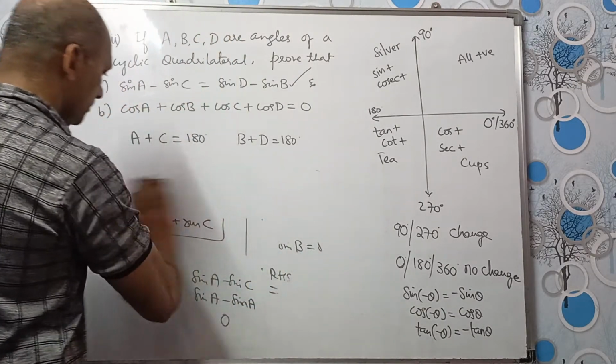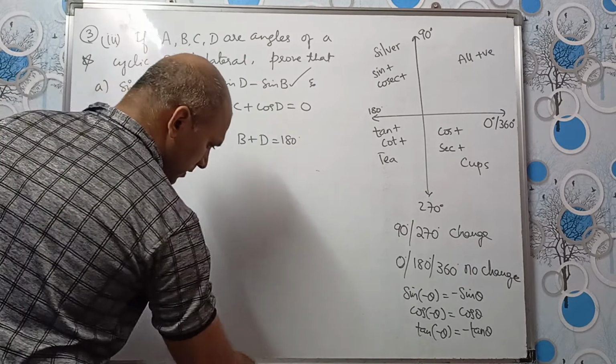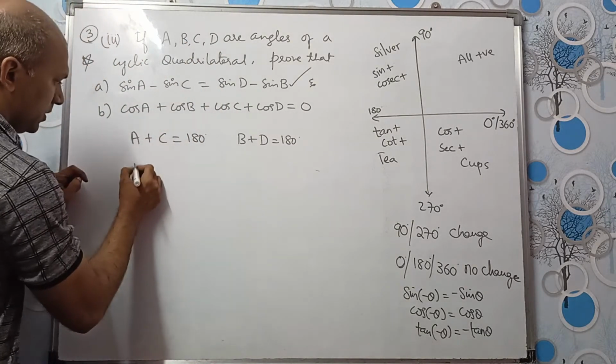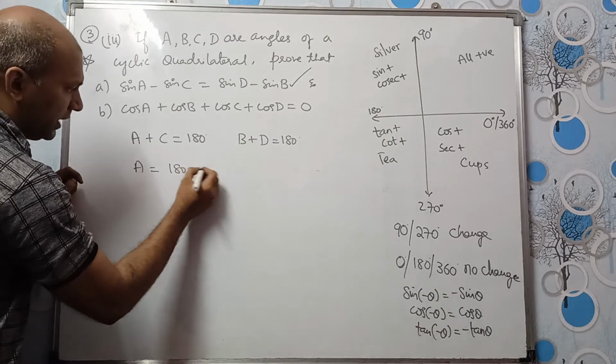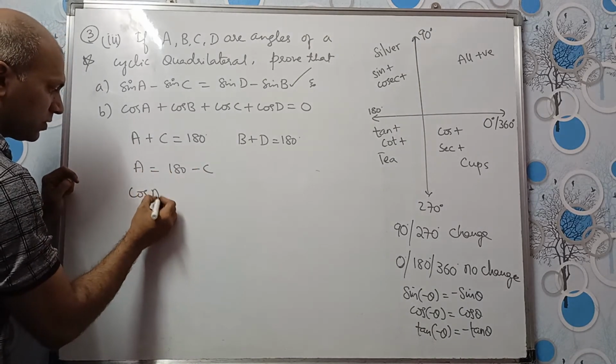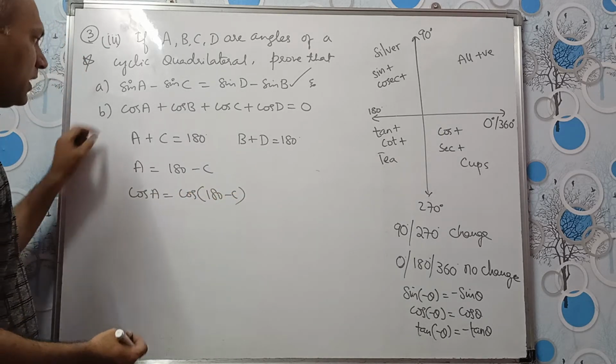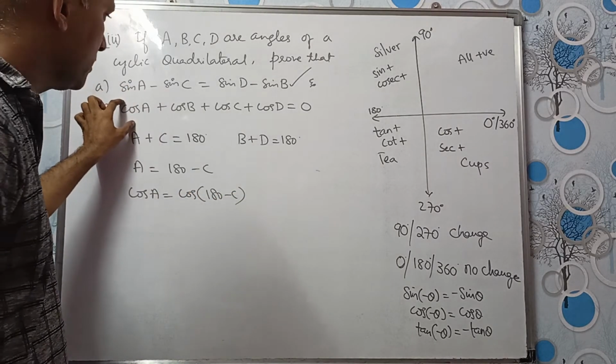Alright. Let us solve problem number B. Cos A. So A is 180 minus C, apply cos on both sides. Now it will be cos of 180 minus C. We are applying cos now because we need cos A.